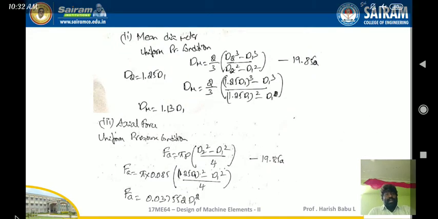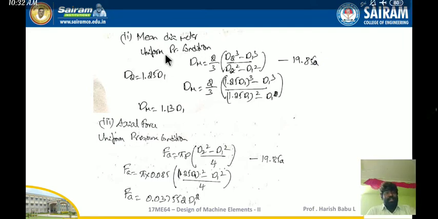Once we have the torque, I go for the mean diameter. Given the uniform pressure condition, the dm formula will be dm equals 2 by 3 into (d2 cube minus d1 cube) divided by (d2 square minus d1 square). The equation number is 19.85a. In this case, d2 and d1 are not given, but the condition d2 equals 1.25 times d1 is given, so I substitute it: (1.25 d1) cube minus d1 cube, divided by (1.25 d1) square minus d1 square. Simplifying this overall equation, I get dm in terms of d1, that is dm equals 1.13 d1. Keep this equation as it is.